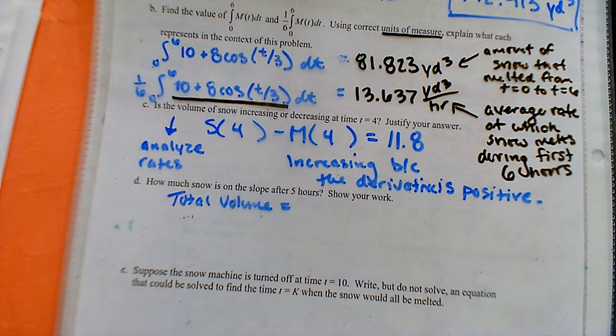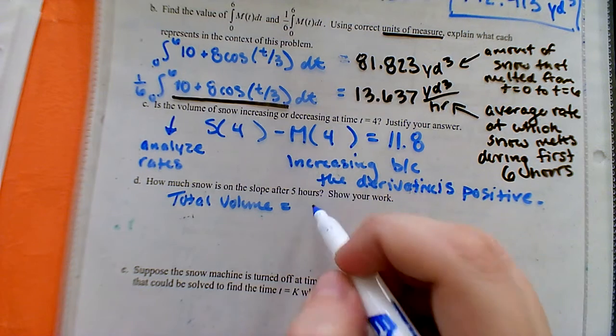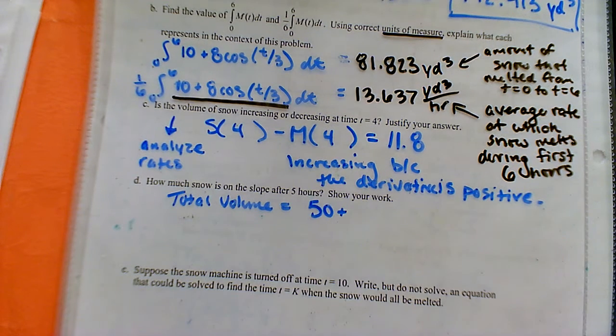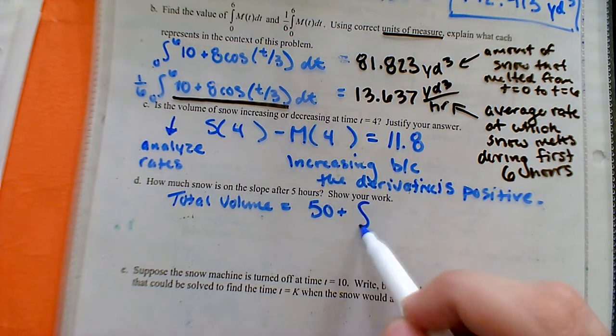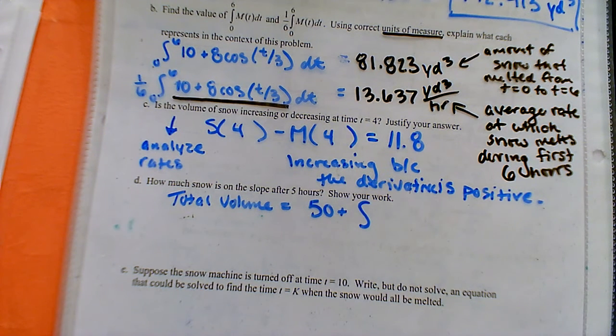Can we think about it in words? What do you think, Brayden? Amount started, plus the amount added, minus the amount lost. There you go. We got to take how much you start with, which they told us was 50, and then we have to add the amount of snow that was added. But in order to figure that out, since they give us the rate at which snow is being added, we'd have to integrate that to figure out the amount.